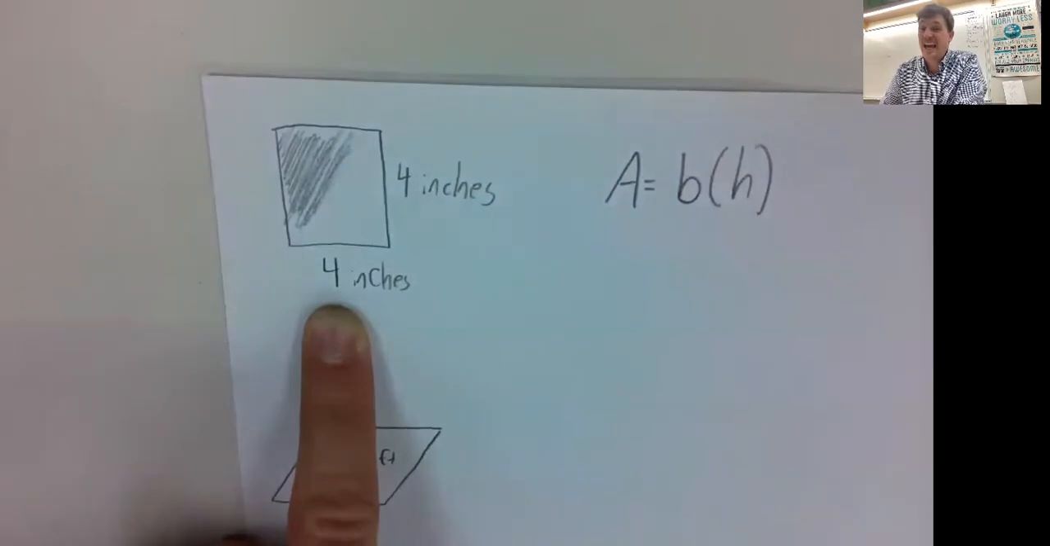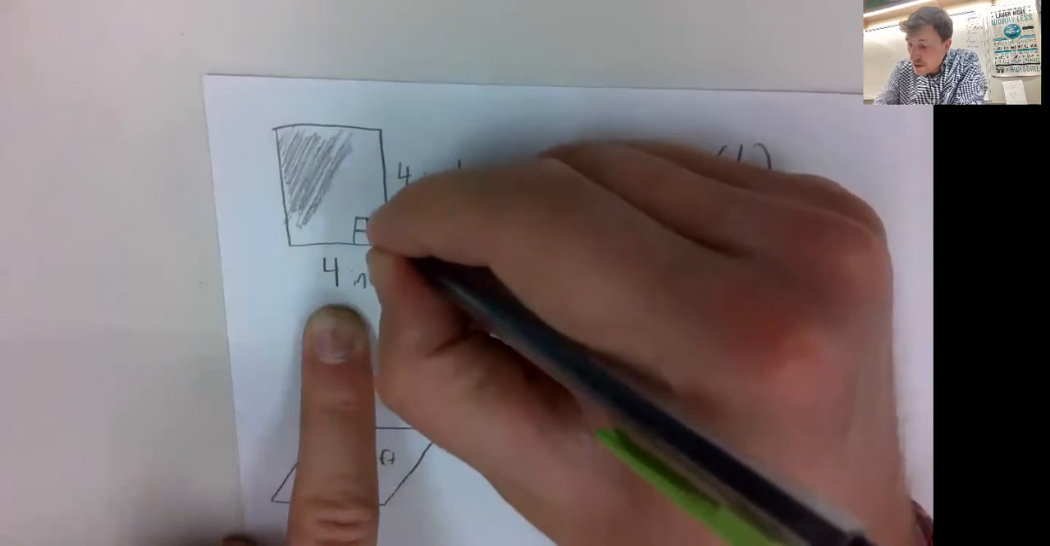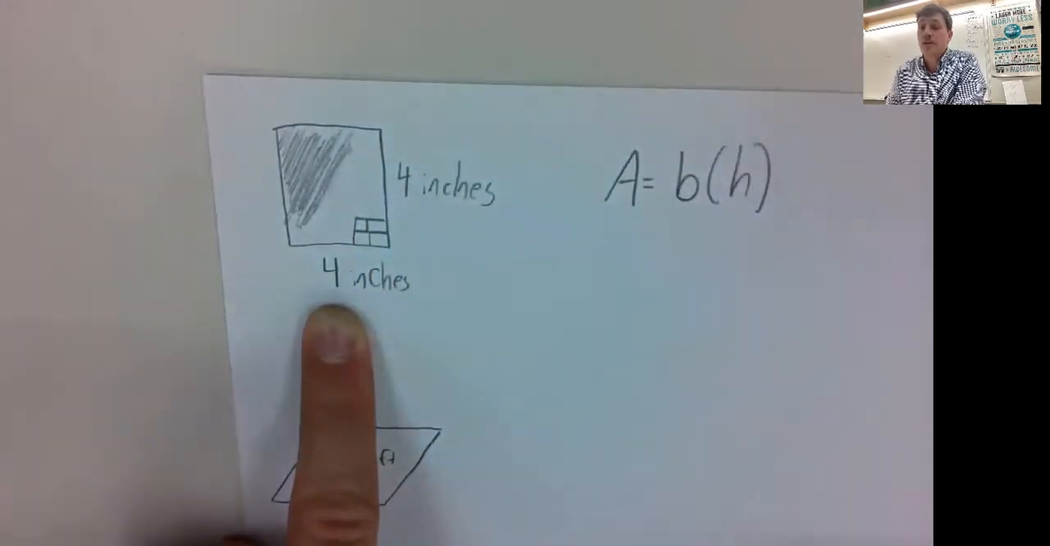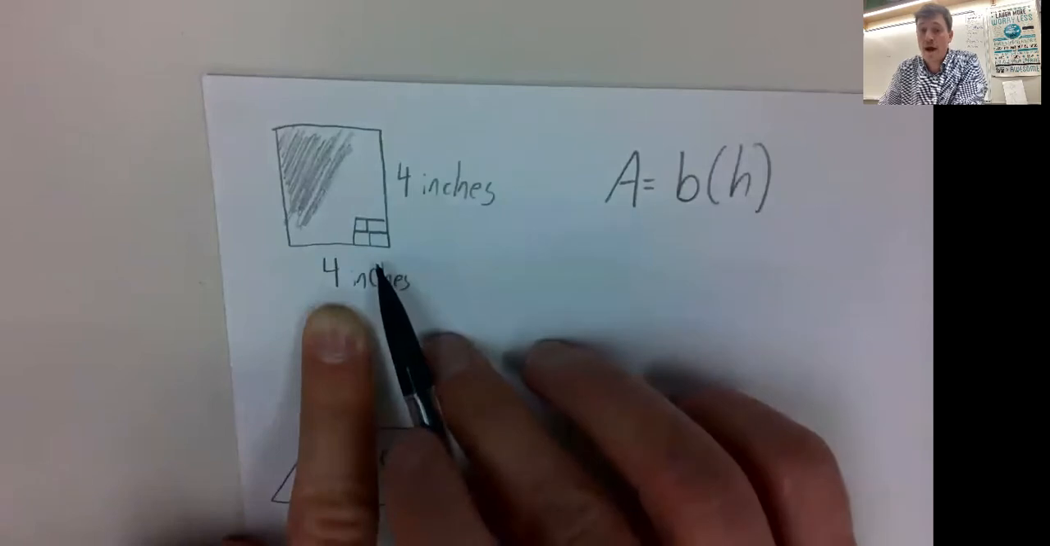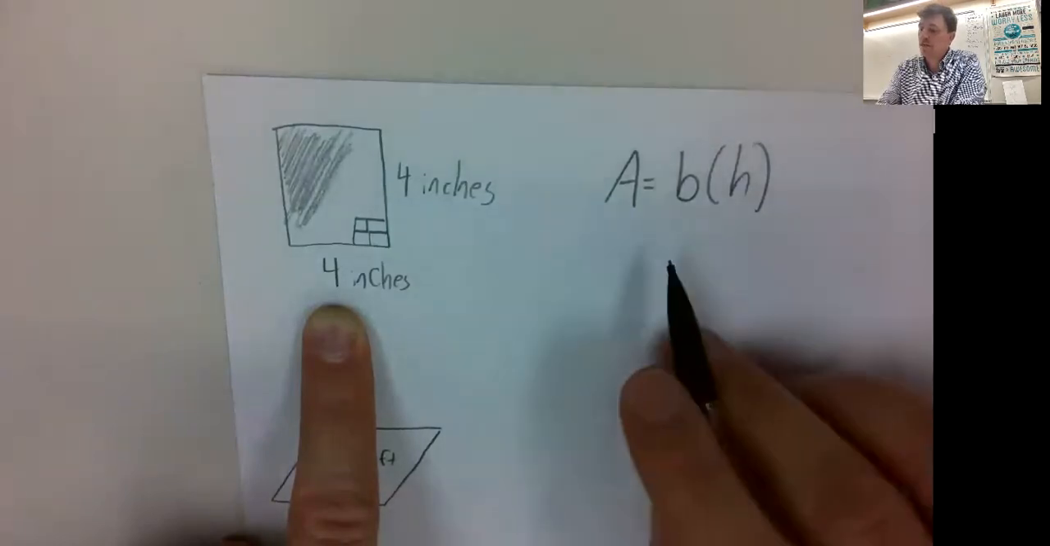Now, area, remember, is the space inside of this two-dimensional shape. I think about it like how much paint it requires to cover the inside of that. And the way it's measured is these little squares. What we're trying to do is figure out how many of these little squares can fit inside of our shape here. So that's going to be the units that we're going to come up with at the end of this problem.